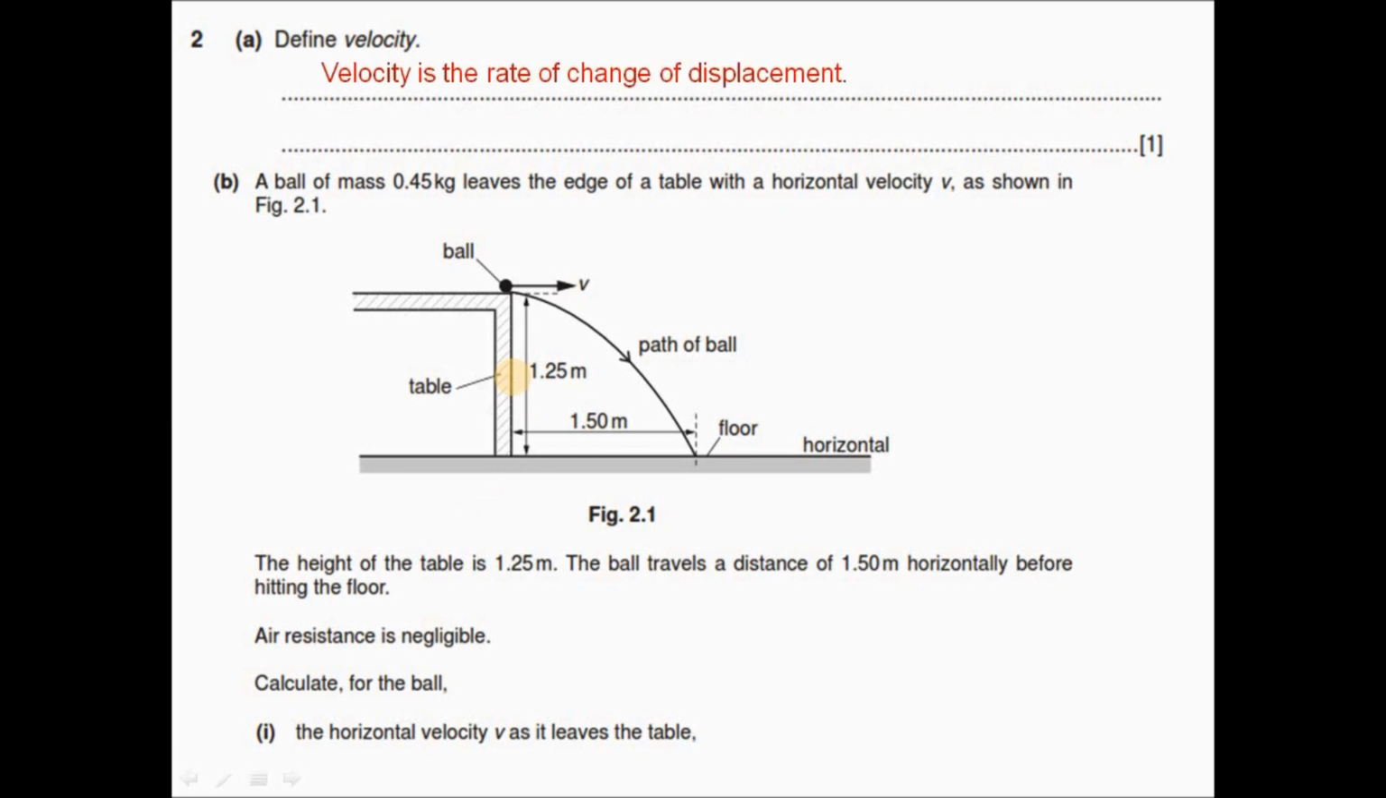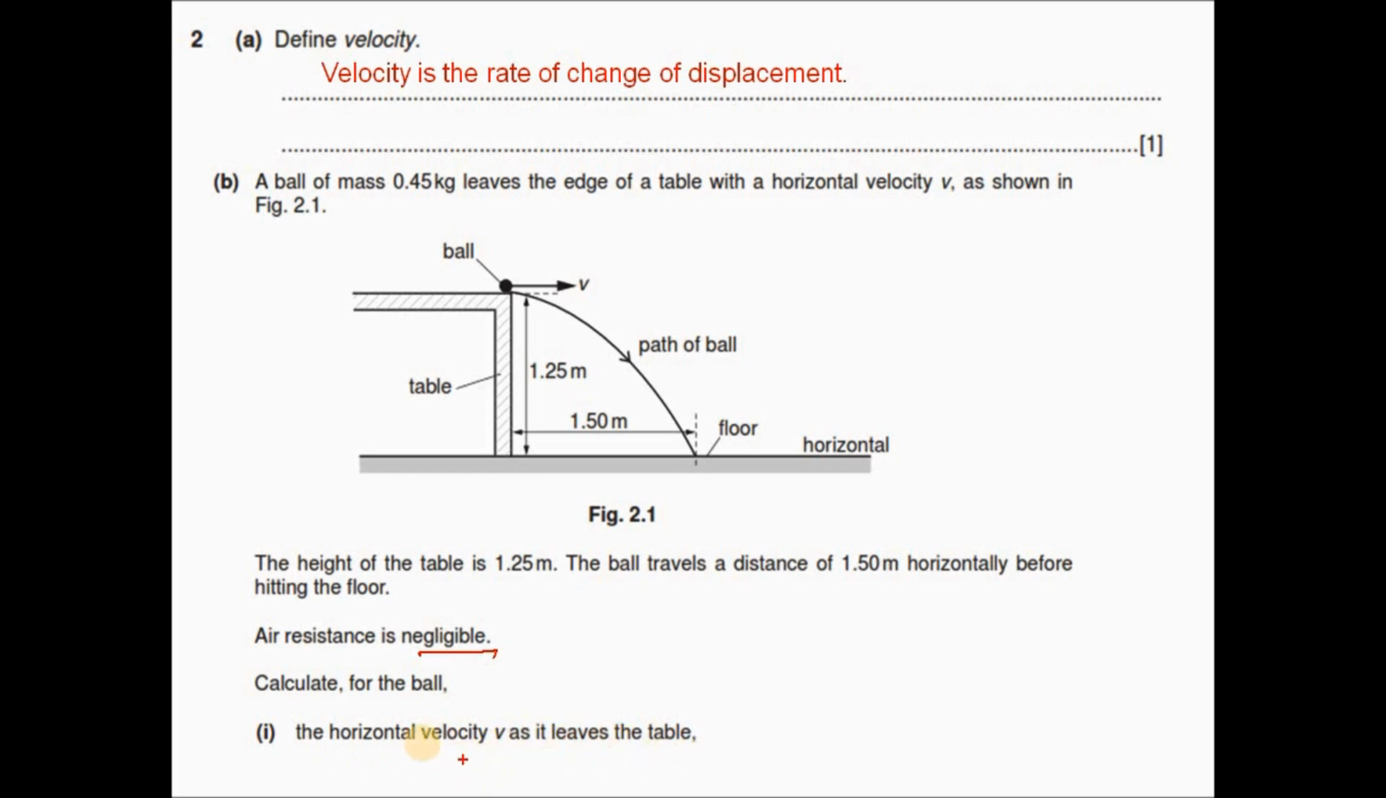Question number 2. A ball of mass 0.45 kg leaves the edge of a table with a horizontal velocity v as shown in figure 2.1. Okay, so this is the arrangement. We have a height of the table 1.25 meters. Distance of the falling ball to the floor is 1.5. The height of the table is this, distance is 1.5. Air resistance is negligible. Calculate for the ball the horizontal velocity v as it leaves the table.